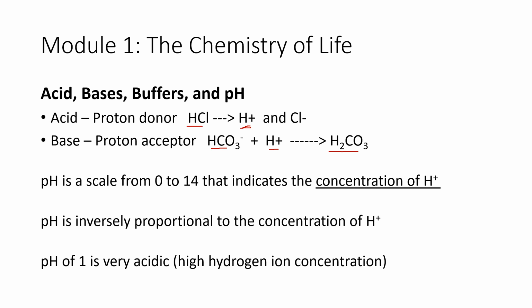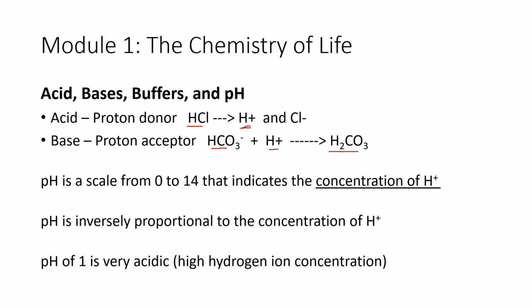pH is a scale from 0 to 14. The lower the number, the more acidic. The higher the number, the more alkaline or basic. What the pH indicates is a concentration of hydrogen ions or protons. The pH is going to be inversely proportional to the concentration of hydrogen ions.